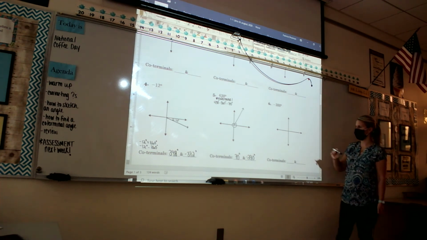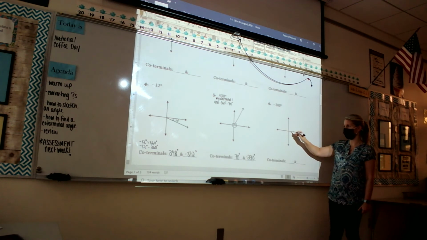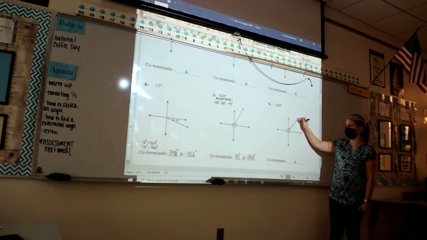So last but not least on the front here, negative 300°. So I start on my initial side. I'm going to go down because that's a negative direction. So if I go down, that's negative 90, 180, 270. So negative 300 would be, I don't know, up there somewhere.